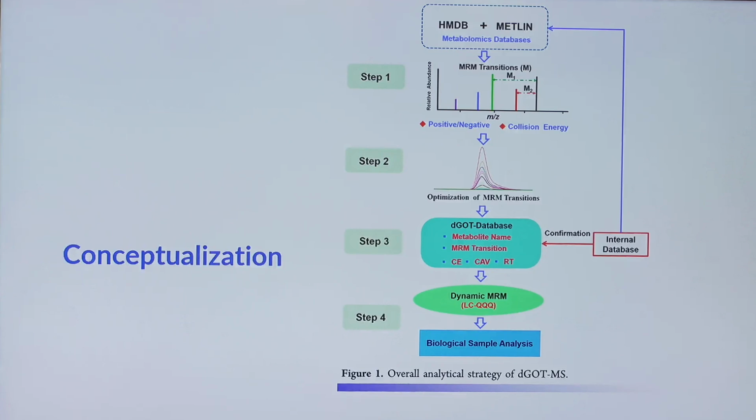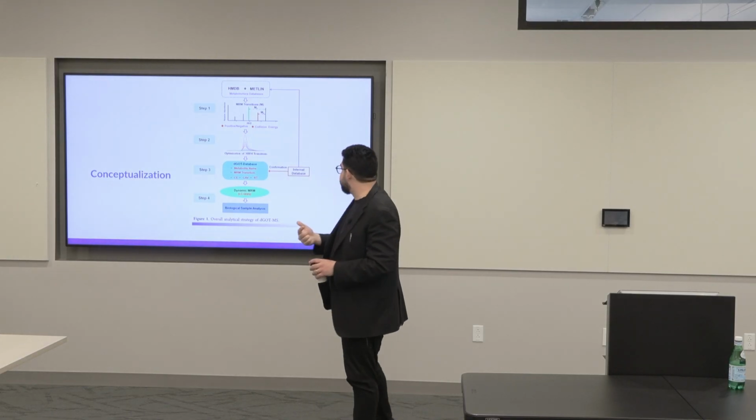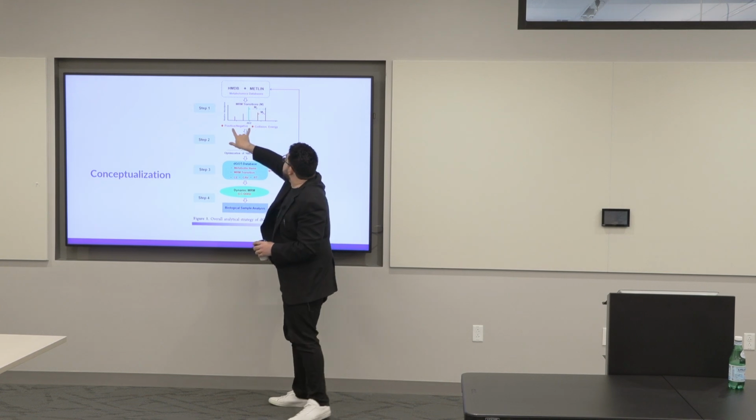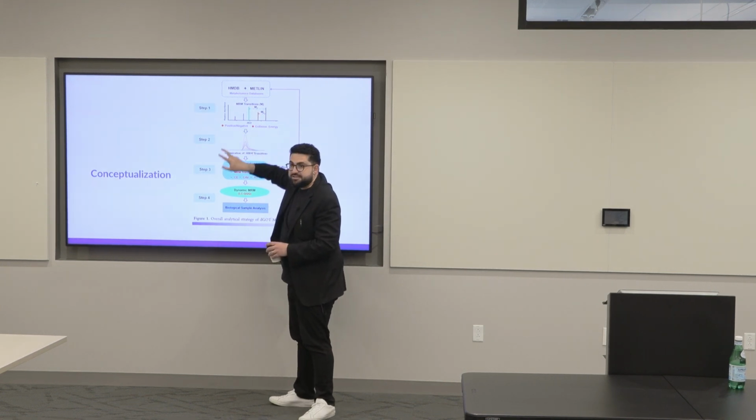Here is the workflow. So we start with HMDB and METLIN. These are the two big metabolomics databases. They have predicted spectra for all of these metabolites. Then we look at the MRM transition. So here's the base peak. Here's the satellite peak after we break that base peak up twice using MS/MS. We optimize their positive and negative mode.